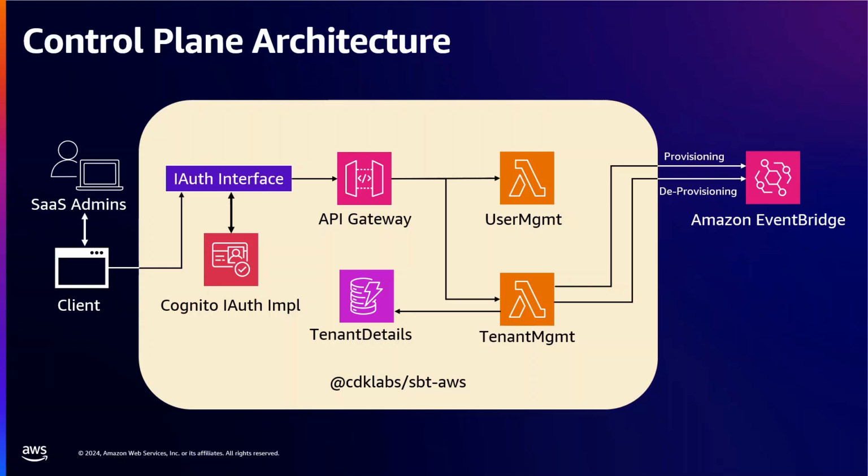In terms of deployment, the control plane side includes an API gateway that handles essential boilerplate functionalities needed for all SaaS applications. This includes user management for tenant users, SaaS application users, and SaaS admin users, as well as tenant management.